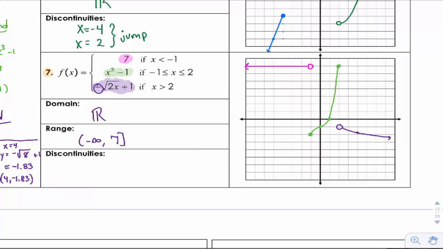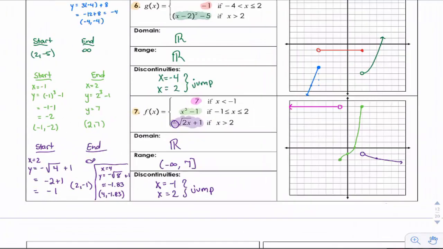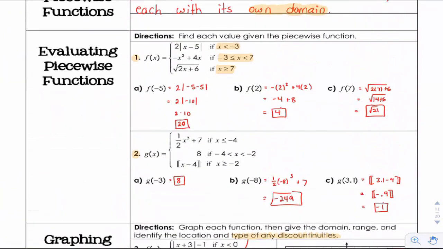And lastly, we have 2 jumps in my graph. So we're going to take these 2 points and make sure that we call those our jump discontinuities. So that's going to be x equals negative 1 and x equals 2. And again, they're both jump discontinuities. So that is piecewise functions. Hopefully that makes sense to you, and good luck on your homework for it.